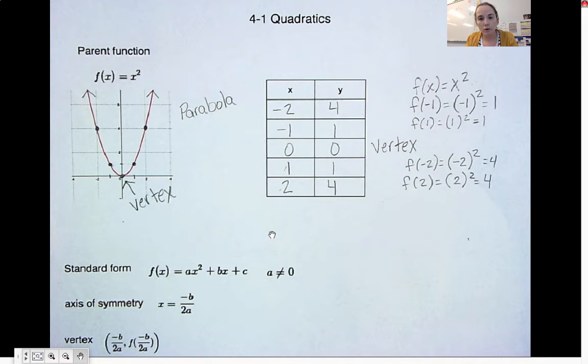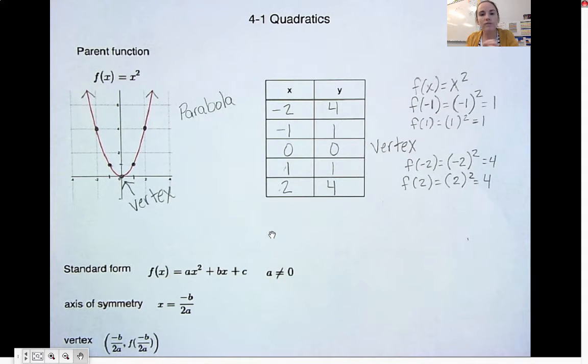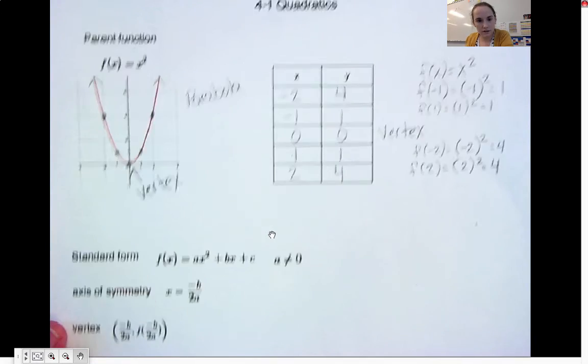Now, what you want to do is find that axis of symmetry, that line right there that goes through it, and it'll always go through the vertex. You want to find that line to help you graph. So let's continue here.